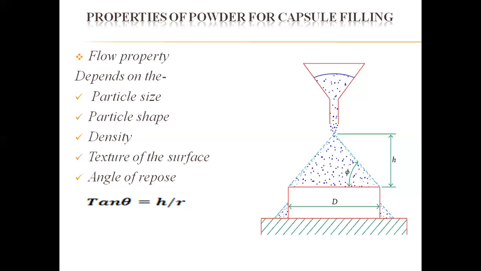The next one is particle shape. If the particles have a regular shape, like a spherical shape, then the flow property will be better in comparison to having an irregular particle shape.